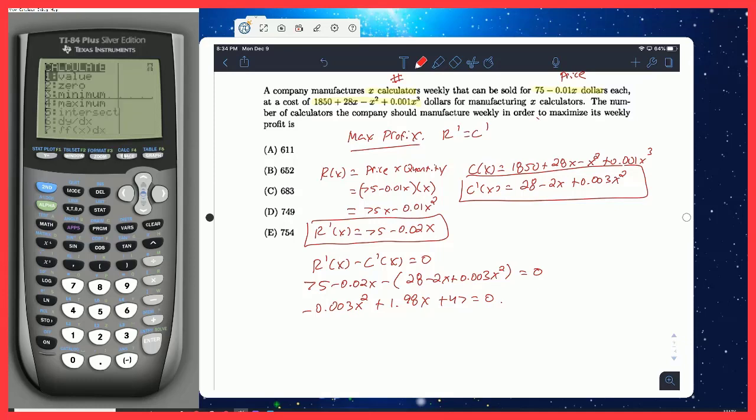So we're going to go second trace, zero, and we're going to go left bound, which is, sure, over here. In right bound, we got to get to negative y values, right? We got to go all the way to negative y values. There we go. And a guess would be, sure, let's go back. Oh, too hard. Let's maybe go right here. Looks like 682.940 approximately. So it looks like that will lead us to answer C, which is 683 calculators to maximize the profit for the company.